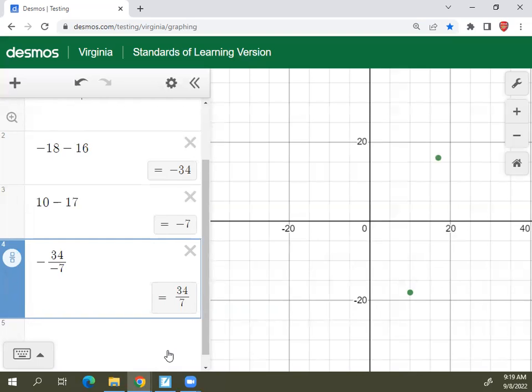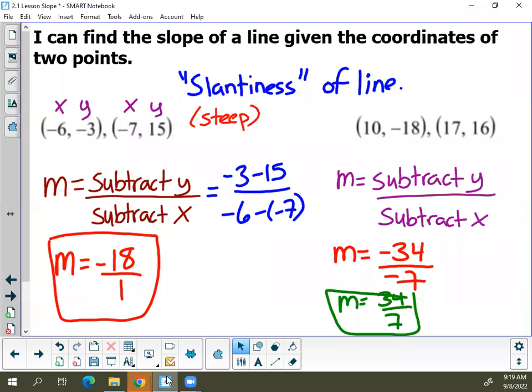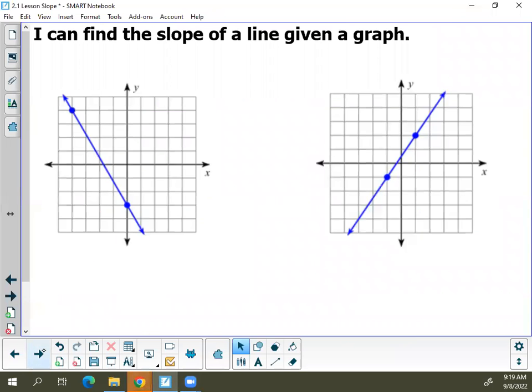And you can also see that if I were to draw this line, it goes up to the right. When I had my other line, which had a negative slope, it went down to the right. So just a reminder that lines with positive slope go up to the right. Lines with negative slope go down to the right. And so even if I'm given a line, I can find the slope using the calculator. I can also find the slope by counting.